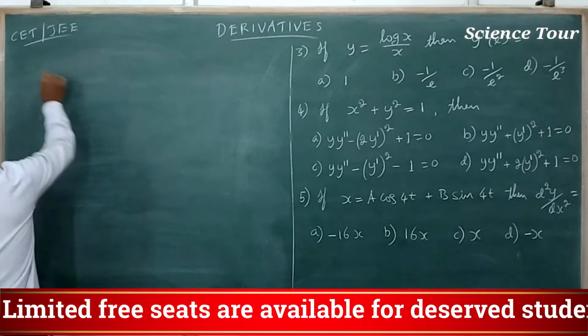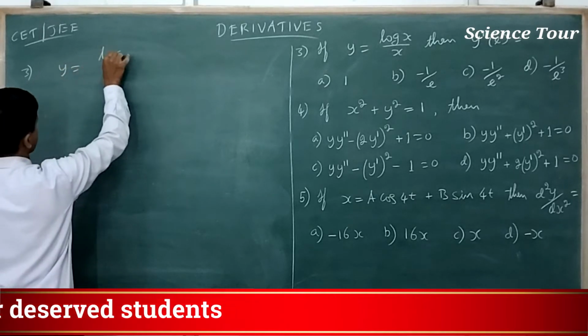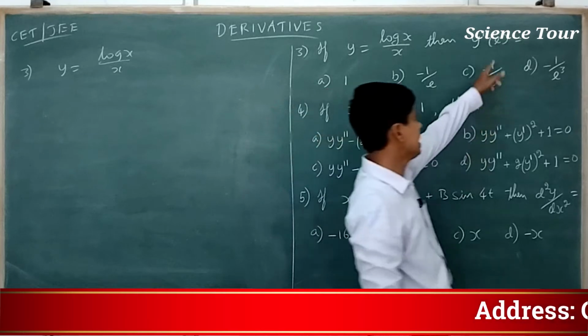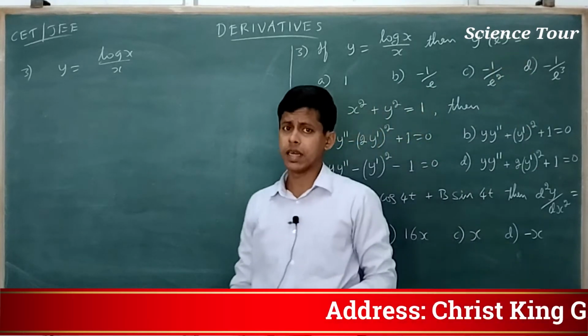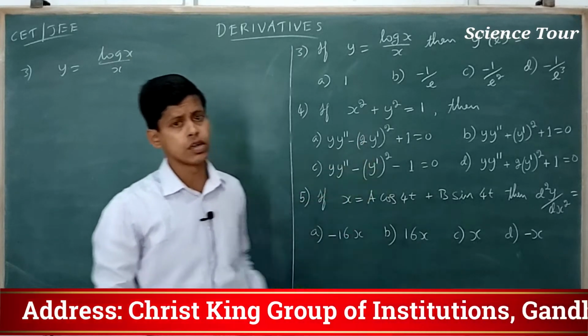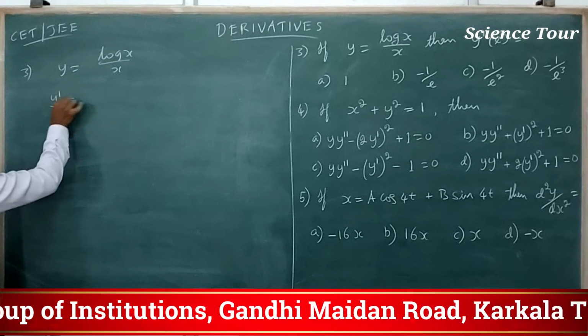Okay, so third question, once again this is a simple question, log x by x, and finally we have to substitute e in place of x after finding y double dash. What is the meaning of y double dash? d square y by dx square, the second order derivative. So let's find y dash first.